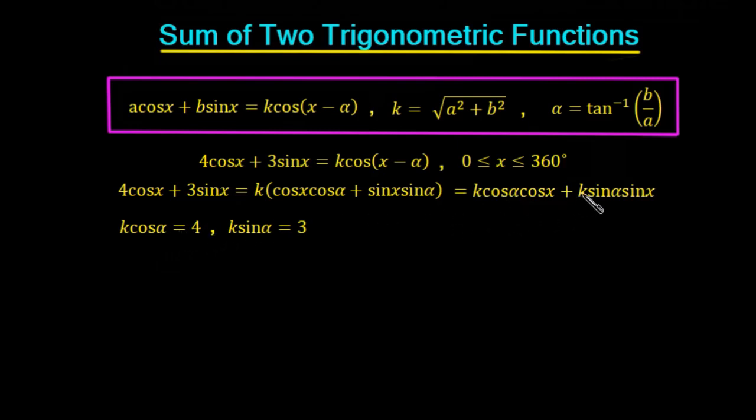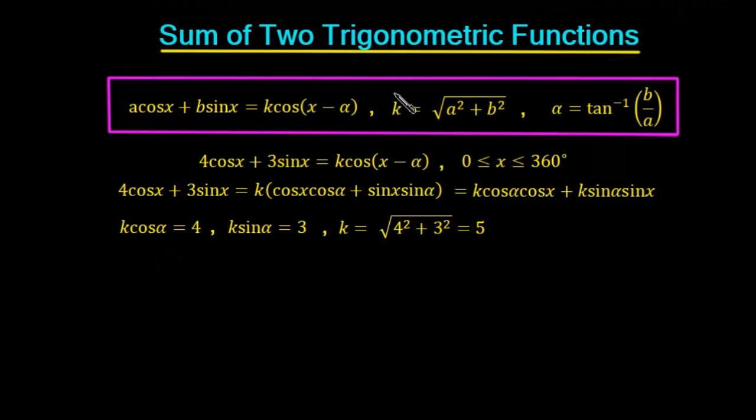And the same thing goes here. The coefficient of sine x up here is 3, so this k sine alpha must equal 3. And we've written this here, k sine alpha equals 3. So take your time and read over that again if you're not too sure.